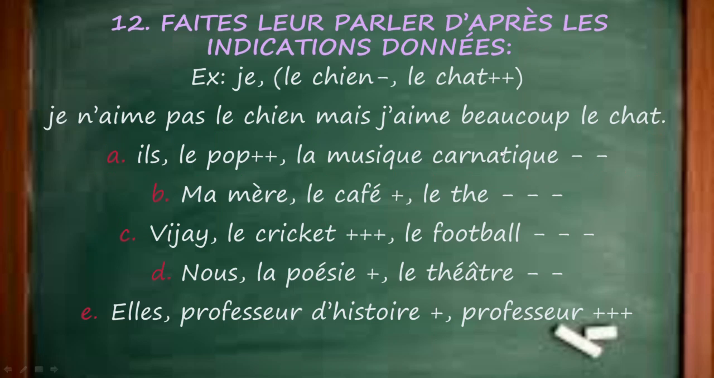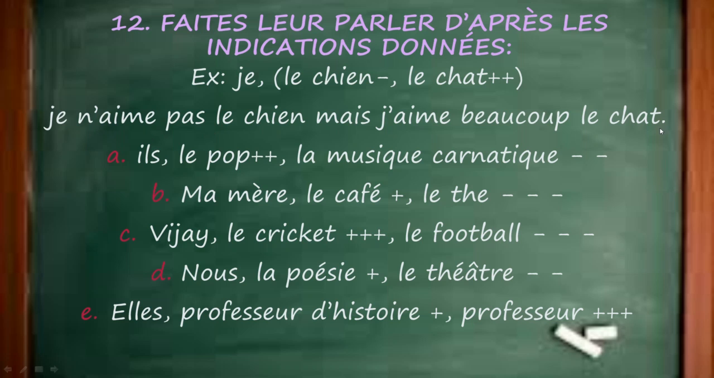And here we go again. So le chat. Je n'aime pas le chien, mais j'aime beaucoup le chat. That's how you got to make a sentence. Here the example: je n'aime pas le chien, mais j'aime beaucoup le chat.